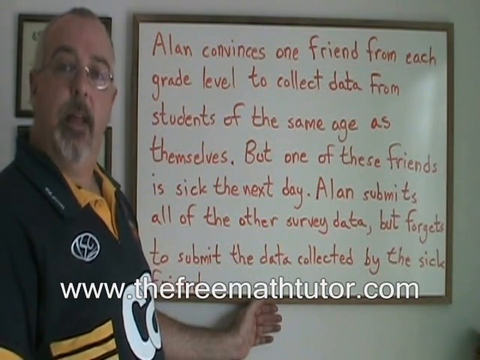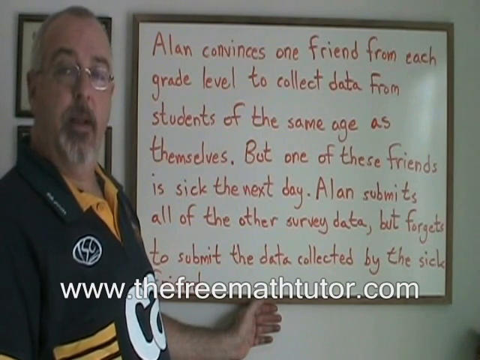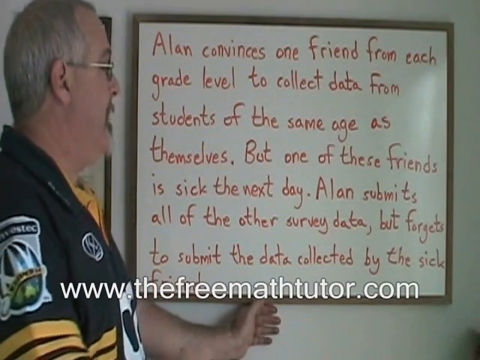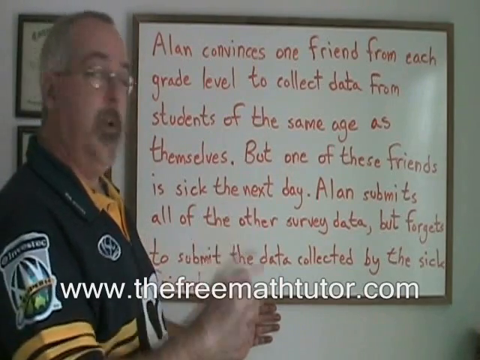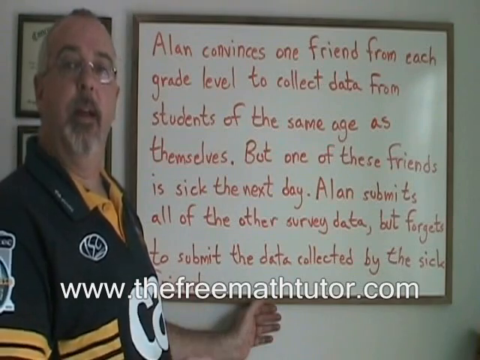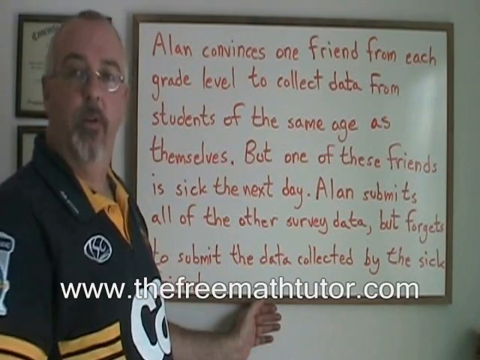This is an example of bias caused by data handling error. He was collecting the data in a way that was good, but then when it came time to handle the data, he forgot to submit all of the results from one certain grade level. He has introduced bias because the desires of the students from that grade level are not included in the results.